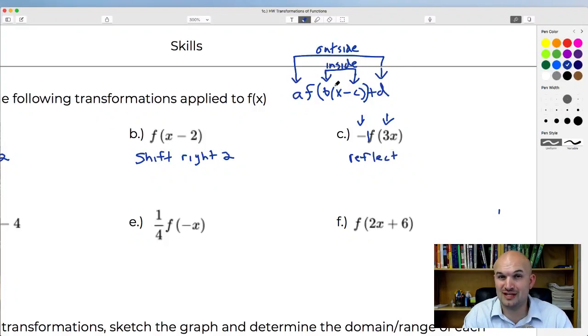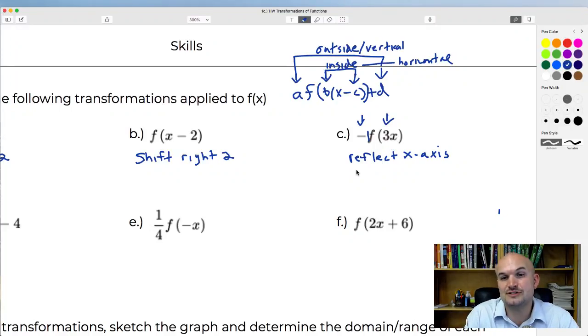Because again, that's vertical. A and D are outside. I should probably write that. So outside means vertical transformations, and inside is going to mean horizontal transformations. So we have to reflect the x-axis because that's vertical. And then multiplying by 3 is actually going to be a horizontal compression. I'm just going to abbreviate that. Horizontal compression of factor of 3.